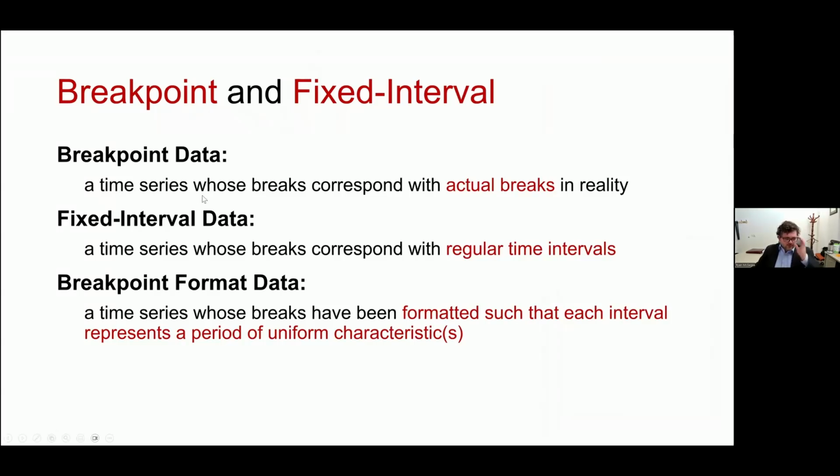So breakpoint data is a time series whose breaks correspond with actual breaks in reality. You saw that continuous data set that I showed you in the graph, versus fixed interval. This is the more common type of gauge, and it's cheaper. It's a time series whose breaks correspond with regular time intervals, meaning every 5 minutes or every 10 minutes or every 15 minutes.